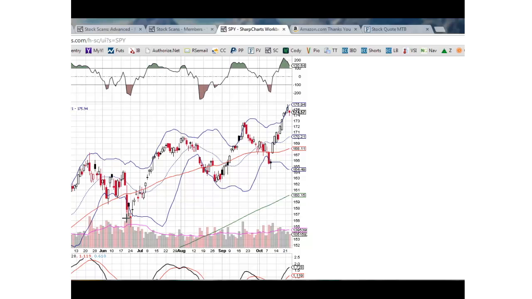Here's another sort of quasi-hammer candle. And with a hammer candle, you want to see the close and the open near each other, number one. Number two, you want to see a long tail at the bottom. And number three, you want to see the close and the open somewhere in the upper third of the candlestick. And I'm not sure if we're quite there.